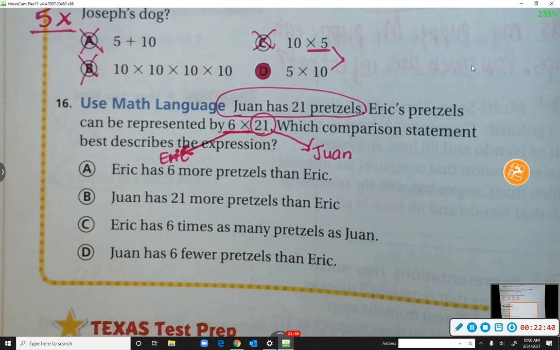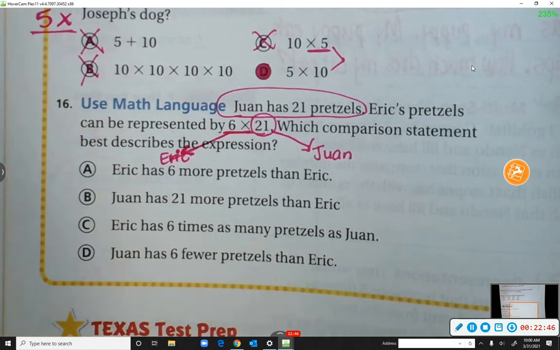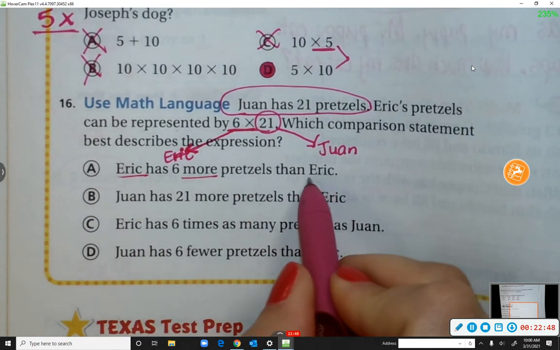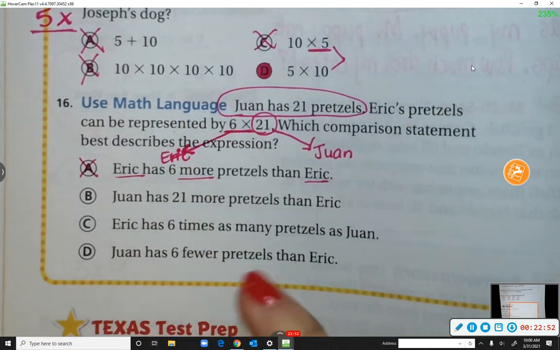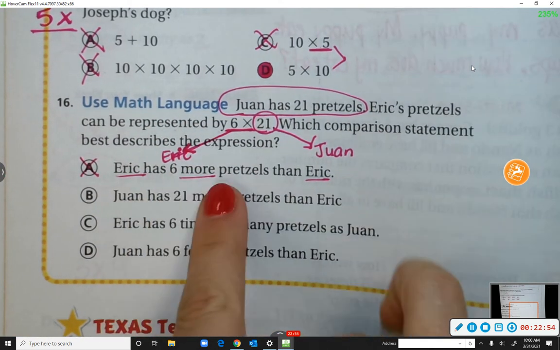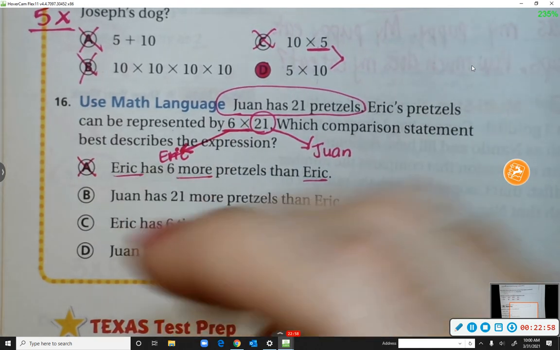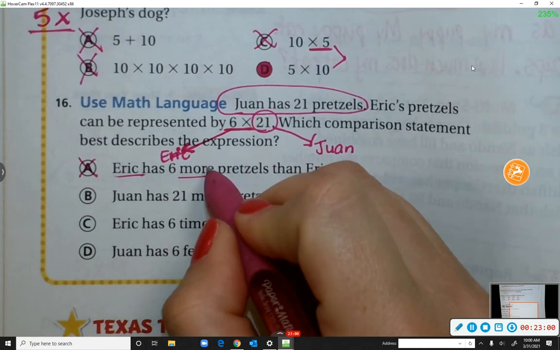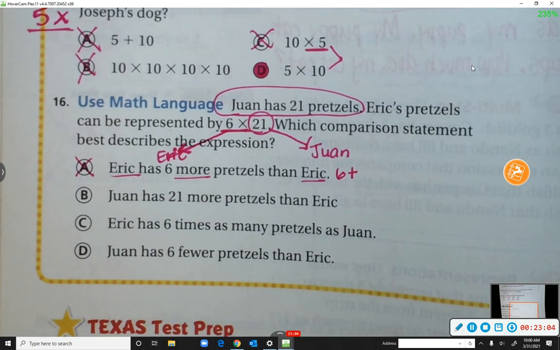A. Eric has 6 more pretzels than Eric. Does that make sense? Eric has 6 more than Eric? No. Two things wrong with that. They have the same name twice, and 6 more doesn't mean 6 times. What does 6 more mean? To add. Okay, so two things were wrong with that.